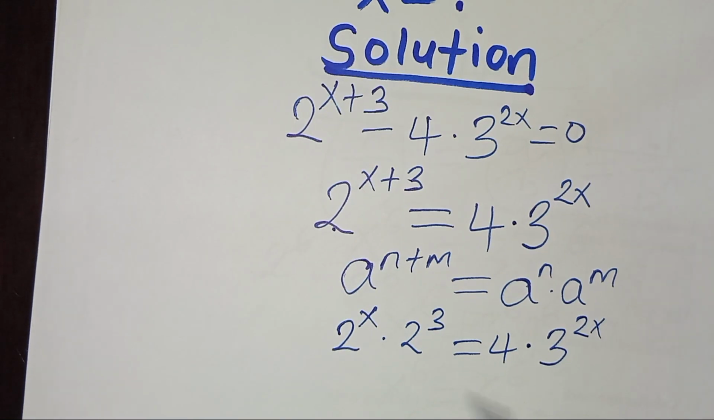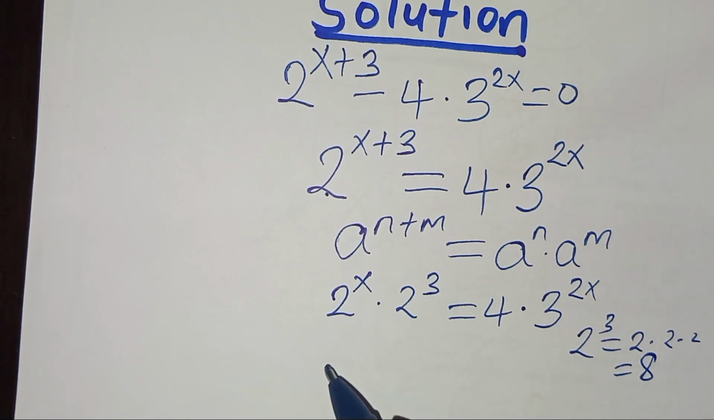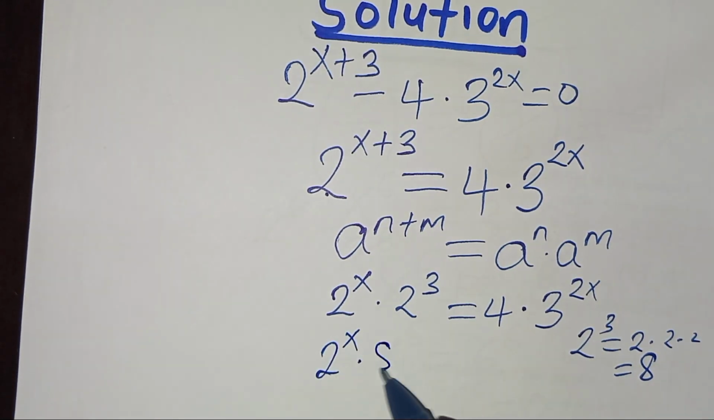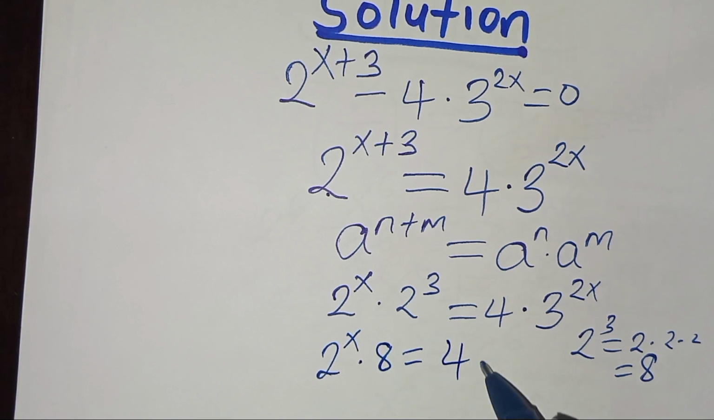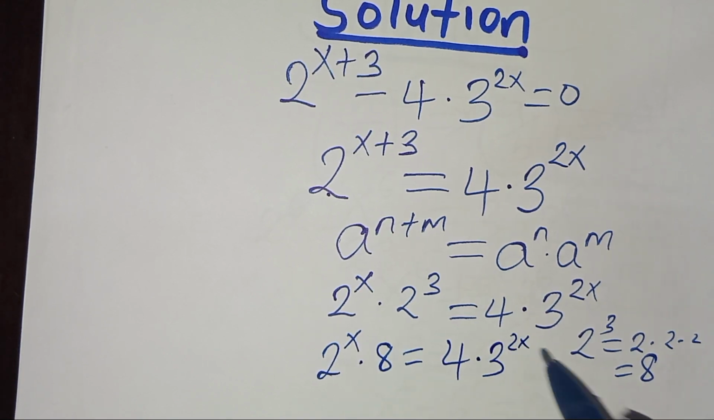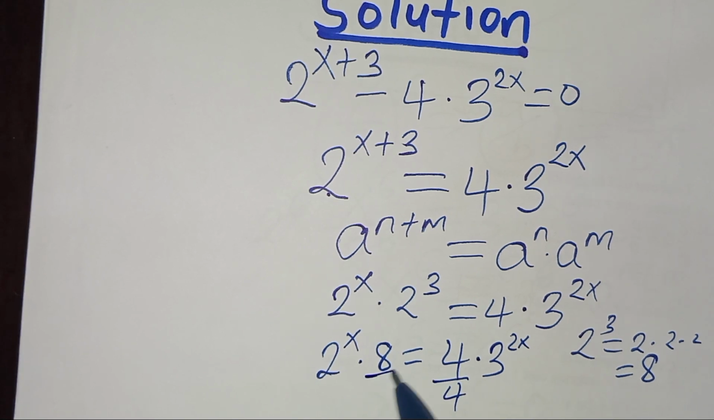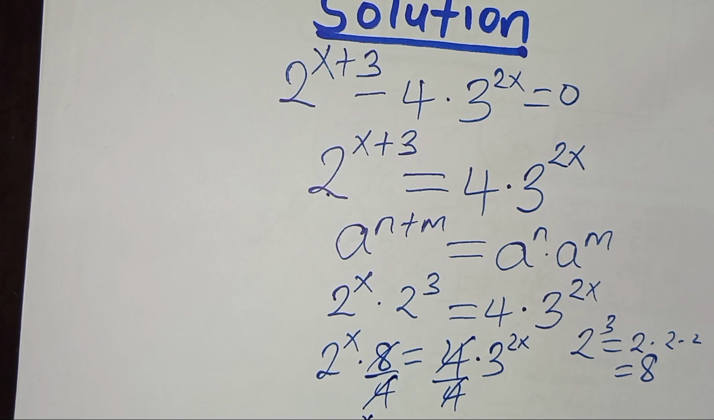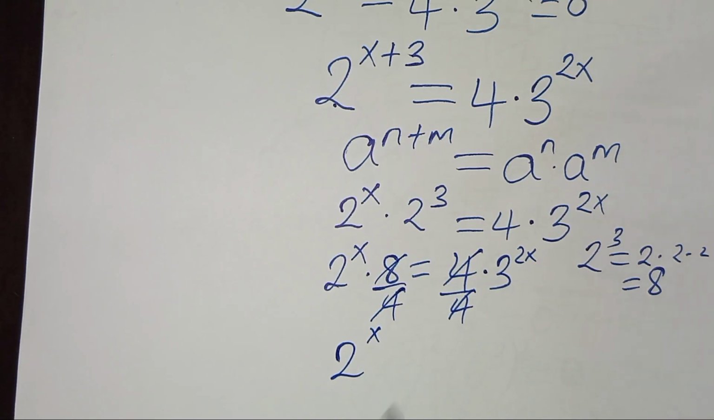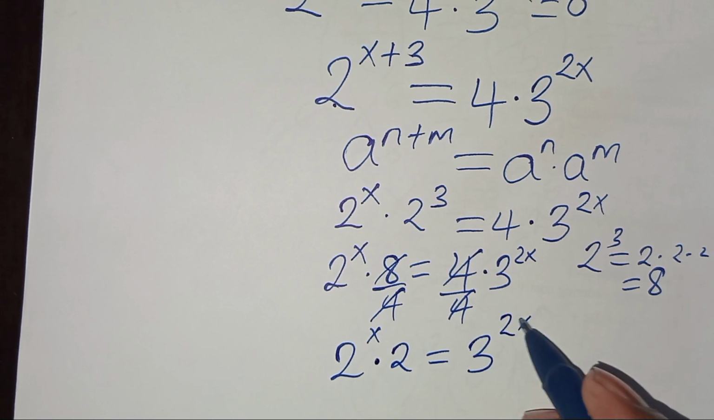Now 2 to the power 3 is 2 times 2 times 2, which is equal to 8. So here we'll have 2 to the power x multiplying by 8 equal to 4 multiplying by 3 to the power 2x. Now let's divide both sides by 4, so that we have 2 to the power x multiplying by 2 equal to 3 to the power 2x.